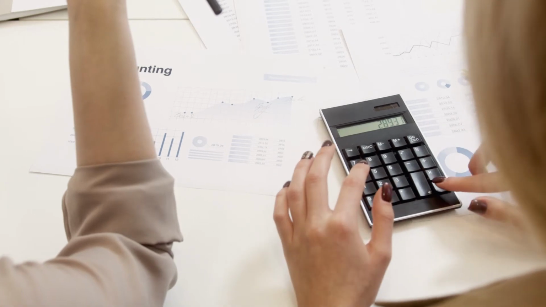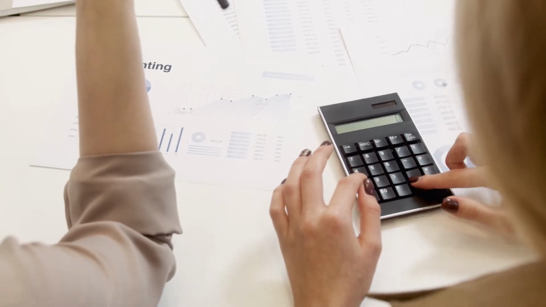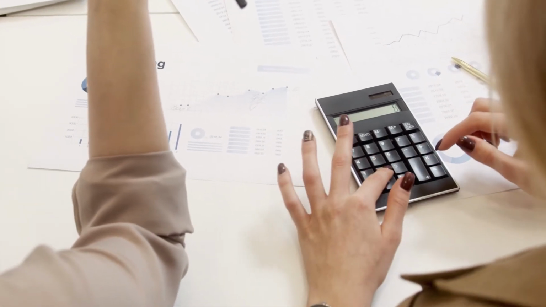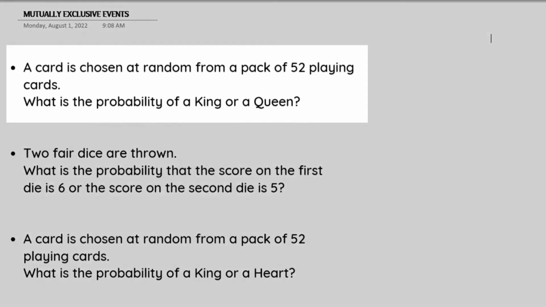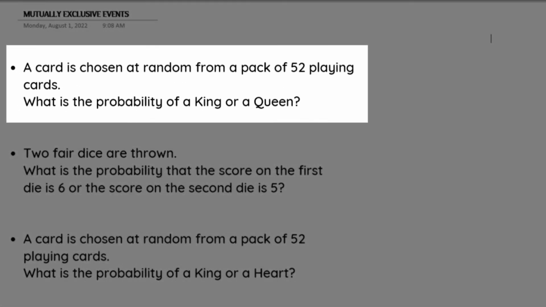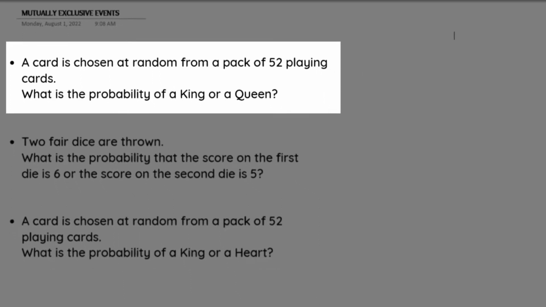So let's move into our worksheets to solve some questions about mutually exclusive events. These are the three questions we are going to be using to explain the concept of mutually exclusive events. So let's start with the first question. The first question says that a card is chosen at random from a pack of 52 playing cards. What is the probability of a king or a queen?